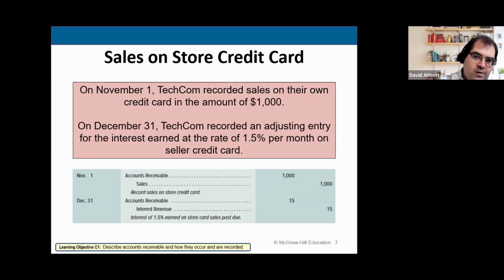So then on December 31st, TechCom recorded an adjusting entry for the interest earned at the rate of 1.5% per month for the seller credit card. And so we see here accounts receivable 15 and then interest revenue 15. Okay, because now the customer hasn't paid us yet, and because they haven't paid us within the 30 days, we can start charging them interest.